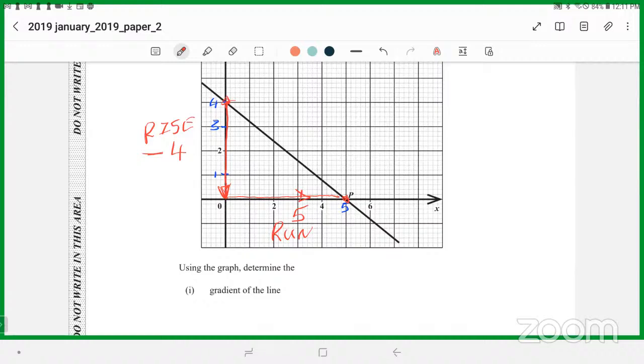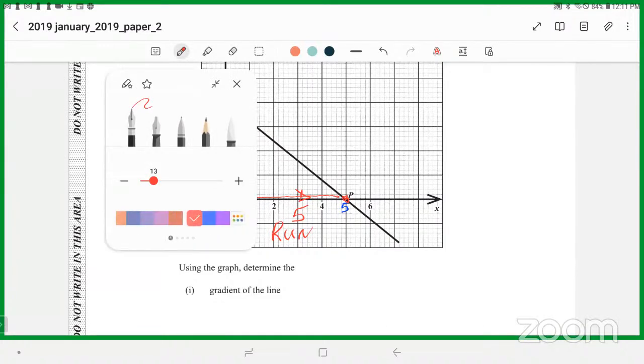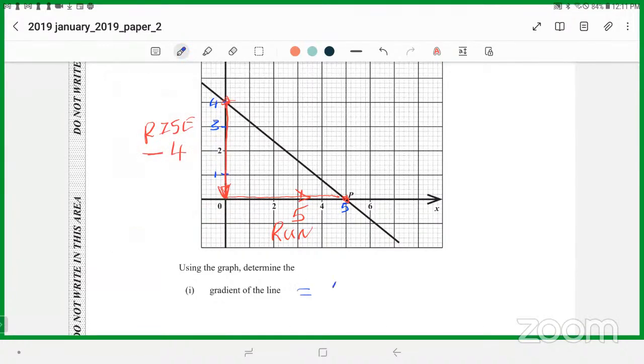I don't need no calculation for this. All right? So I'm going to tell the examiner that my gradient is rise over run. It is negative 4 over 5. Get the mathematics the easy way.